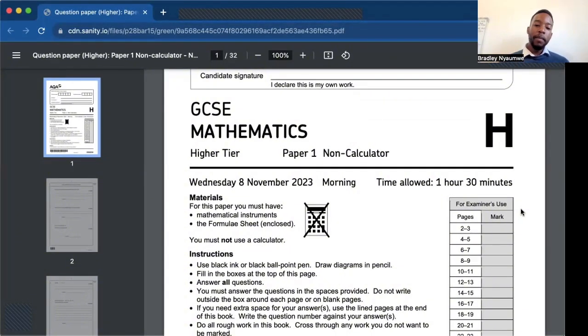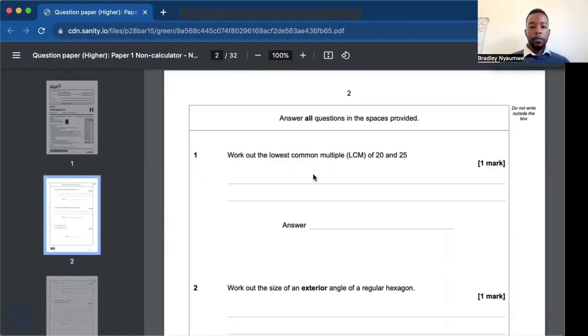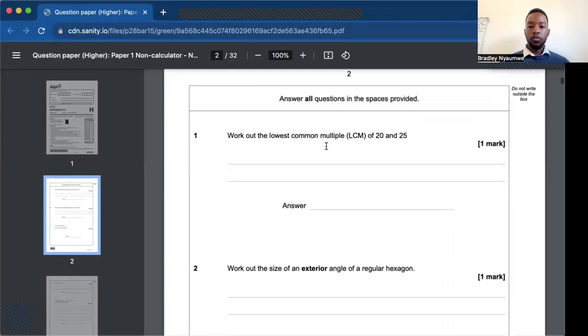We're going to be looking at paper one, the non-calculator paper, and we're going to be going through it a page at a time, doing the answers together. And this is going to be me showing you how to get the maximum marks on each question. So for this first page, everything is 1 mark.